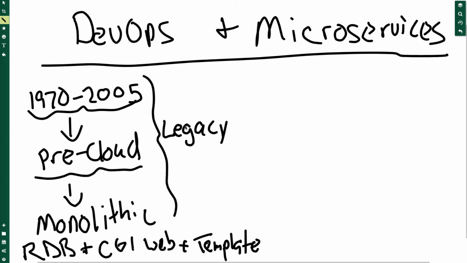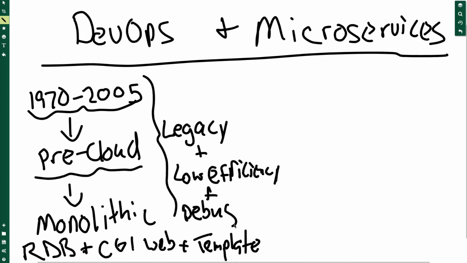So this is all a legacy way of thinking, and it's really expensive computationally. So we know that it's low efficiency as well, and it's also difficult to debug. Debugging is difficult, and it also has lots of security holes, right? So this is really, I think, the old way.